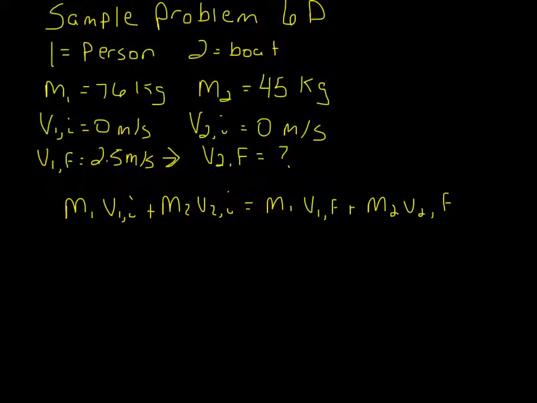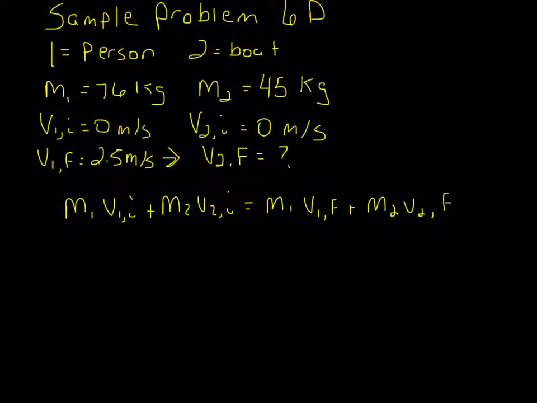This is sample problem 6D from page 218. It states a 76 kilogram boater initially at rest in a stationary 45 kilogram boat steps out of the boat and onto the dock. If the boater moves out of the boat with a velocity of 2.5 meters per second to the right, what is the final velocity of the boat?